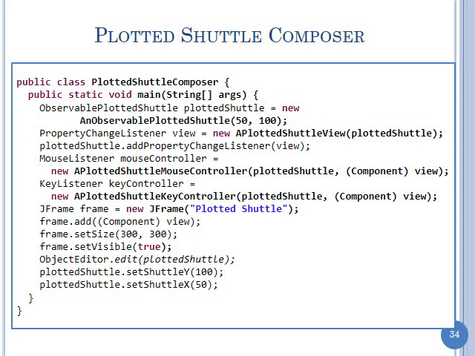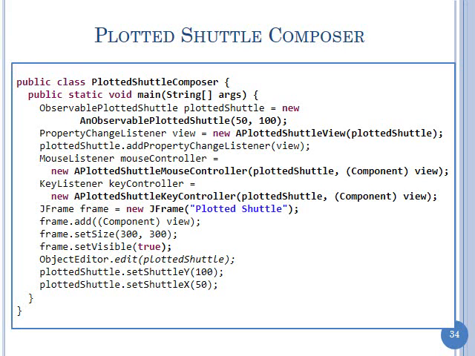My composer. So now I create an observable plotted shuttle, which is a subclass of plotted shuttle. I create my view, as I just typed it, as a listener to this particular object. I add the view as a listener to the plotted shuttle. Okay, my listener model view interaction relationship here, and I could also add all components of this plotted shuttle as listeners.